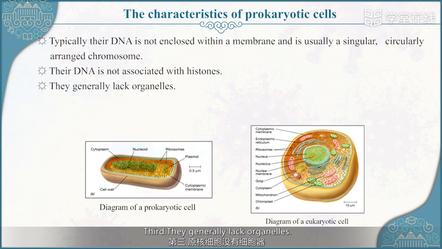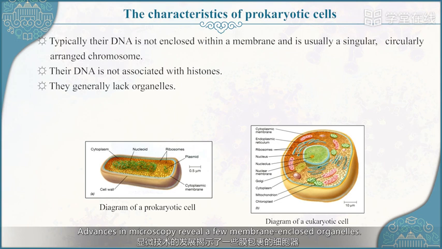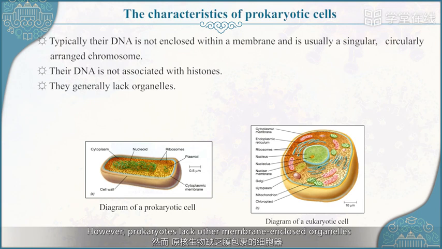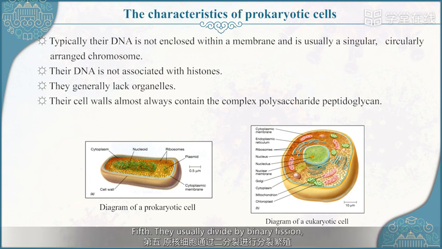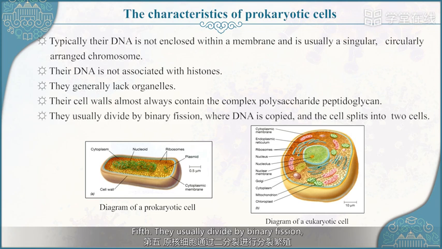Third, they generally lack organelles. Advances in microscopy reveal a few membrane-enclosed organelles. However, prokaryotes lack other membrane-enclosed organelles, such as nuclei, mitochondria, and chloroplasts. Fourth, their cell walls almost always contain the complex polysaccharide peptidoglycan. Fifth, they usually divide by binary fission, where DNA is copied and the cell splits into two cells.